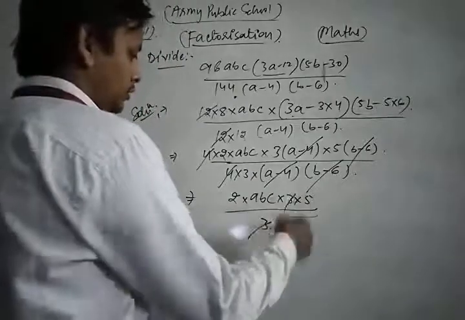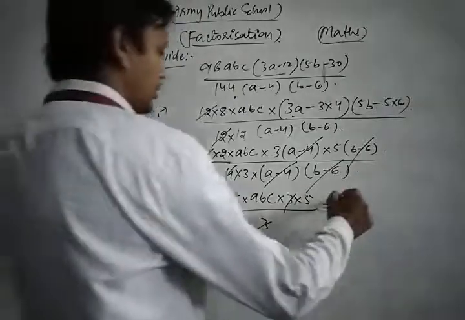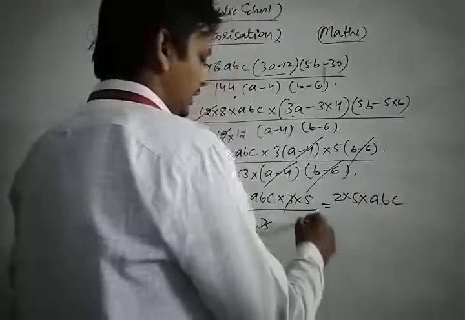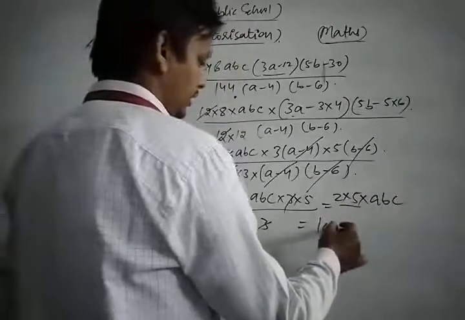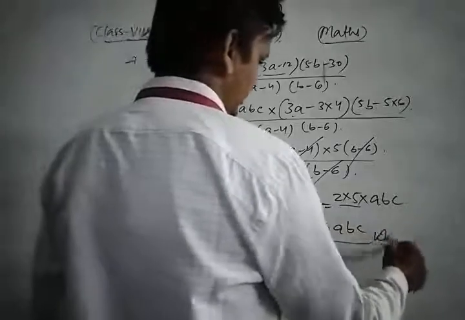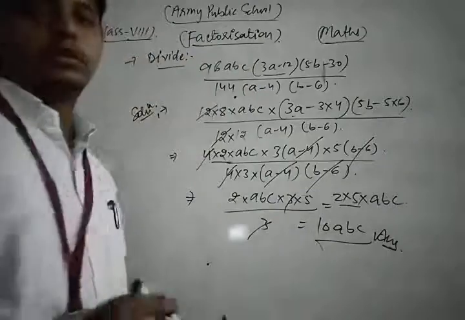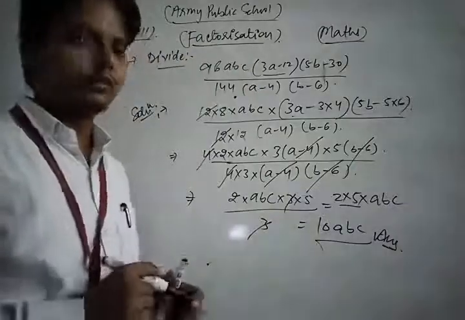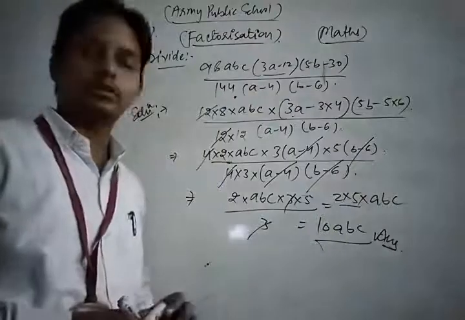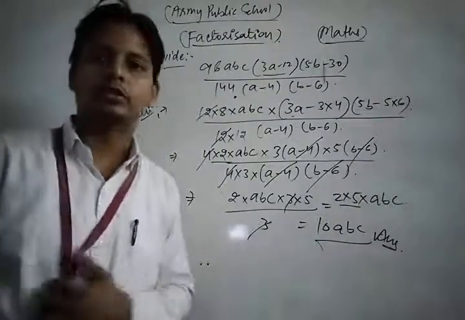Now the 3s also cancel each other. Now we get 2 into 5 into A, B, C, that is 10 into A into B into C. So this is the required solution of the given question. So in this way, dear students, you can solve each and every question of your NCERT exercise based on factorization.